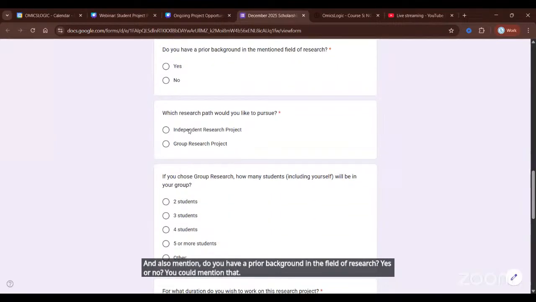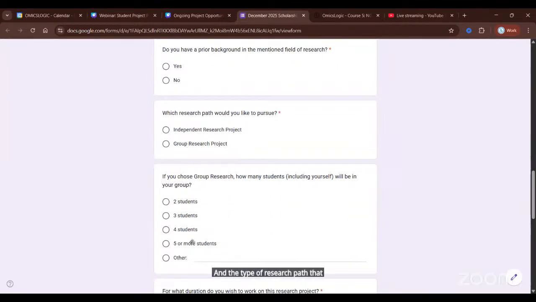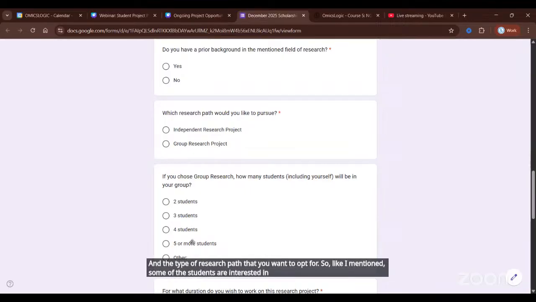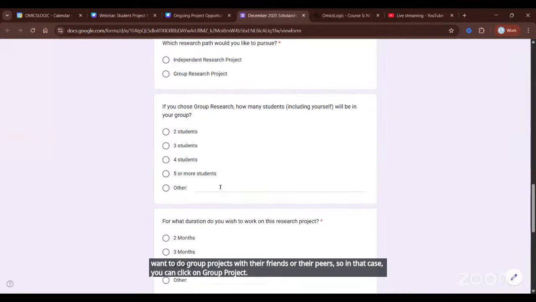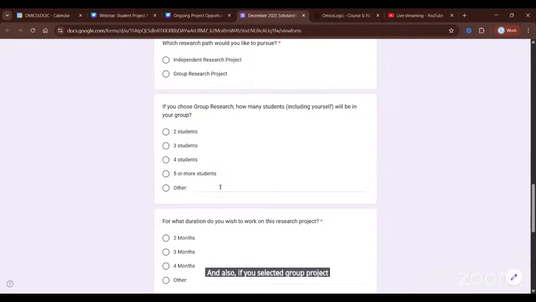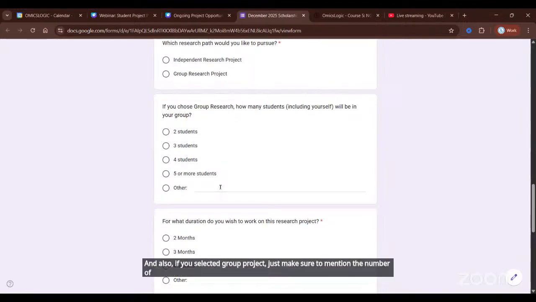And the type of research path that you want to opt for. Like I mentioned, some of the students are interested in working on a project independently. You also get a lot of questions from participants who want to do group projects with their friends or their peers. In that case, you can click on group project. And if you selected group project, just make sure to mention the number of students in your group that you want to work with, like 2, 3, 4.